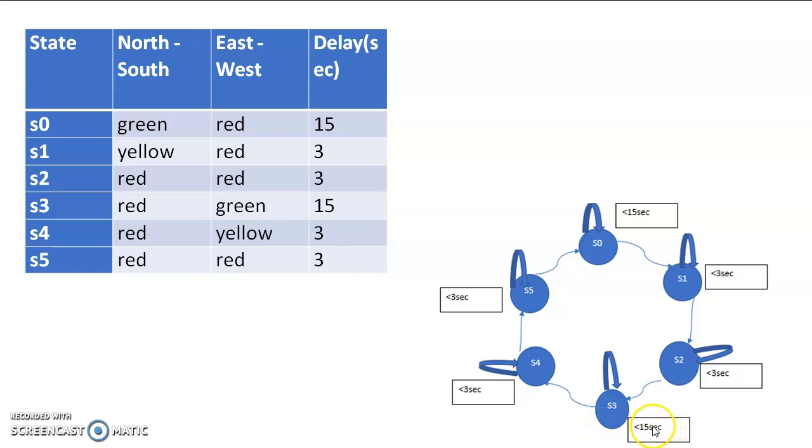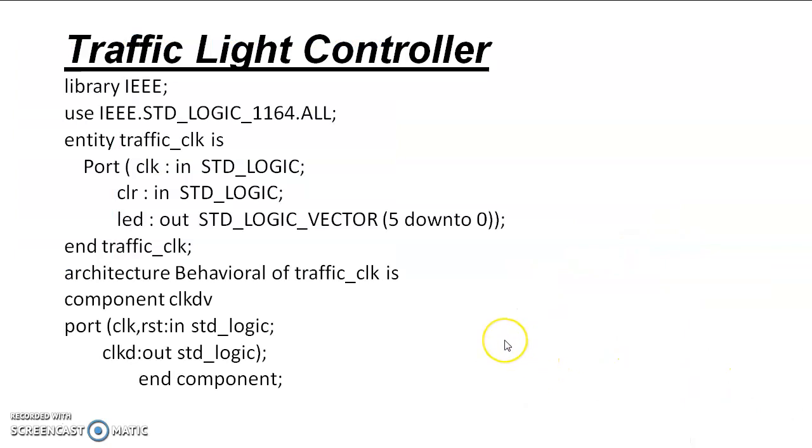Again here, if delay is less than 15 seconds, it will remain in S3, else to S4. If delay is less than 3 seconds here, it will remain in S4, else to S5. If delay is less than 3 seconds, it will remain in S5, else it will move to the state S0. The same can be written using VHDL.